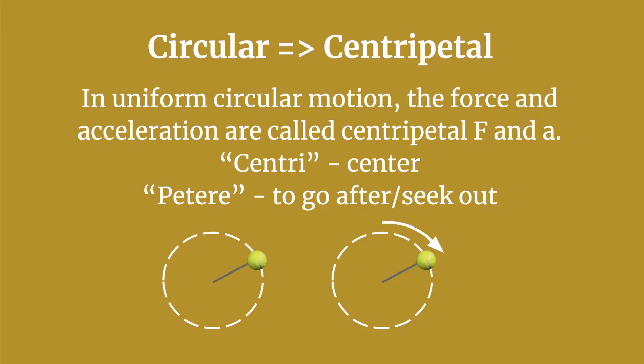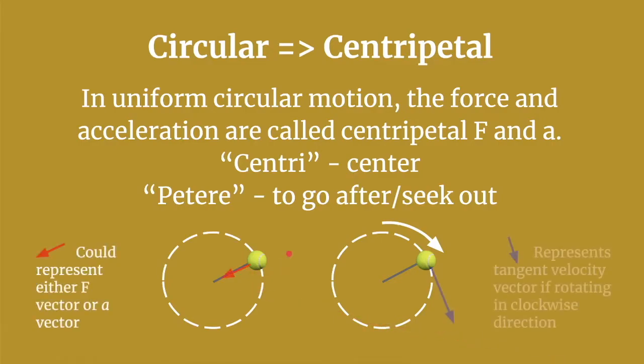It's important that you understand how vectors work when we're working with centripetal motion because it can sometimes be confusing. If we have a vector like this, which is facing inwards, that could show that it's either the force or the acceleration because both are centripetal values. However, if we have something like this, which is tangential to the circle, this would be the instantaneous velocity.